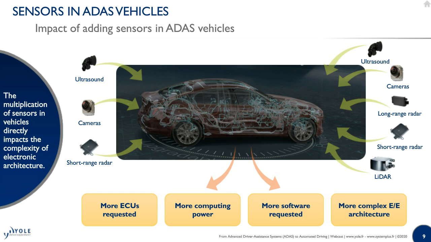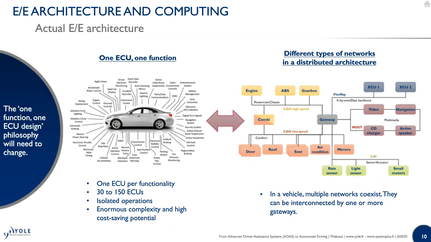On slide 10, you see the actual electronic architecture that can be found in ADAS vehicles. So it's a distributed architecture with basically 30 to 150 ECUs that can be found in vehicles.